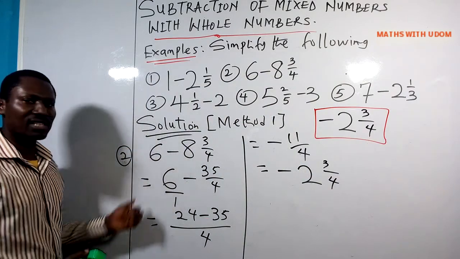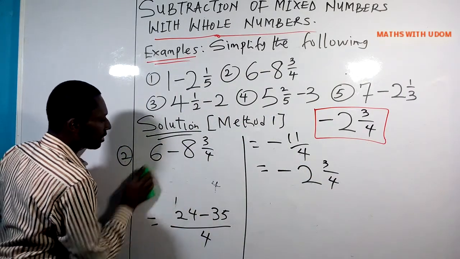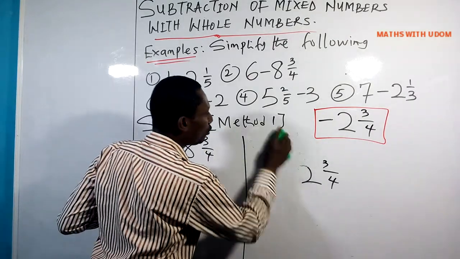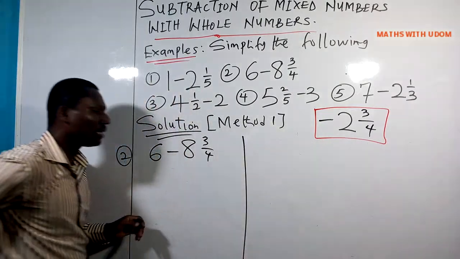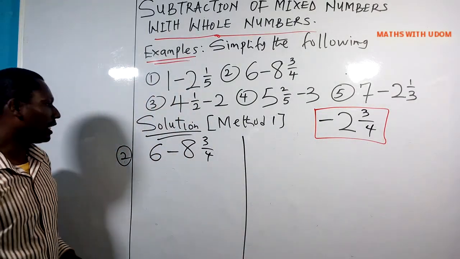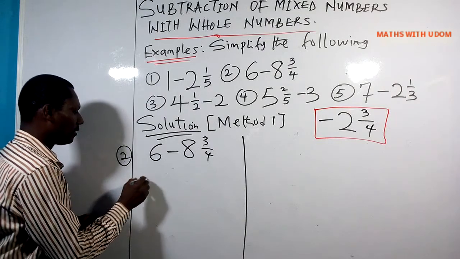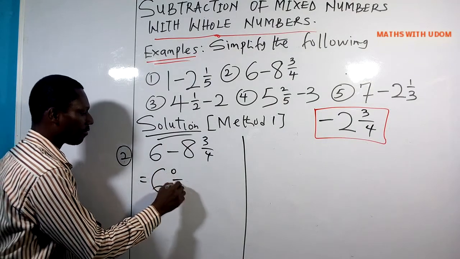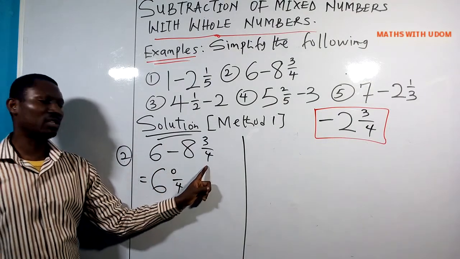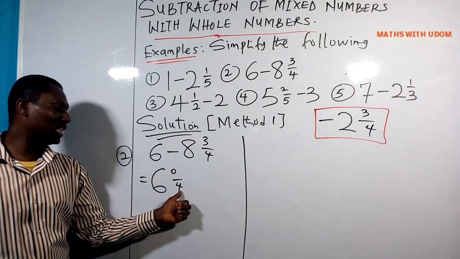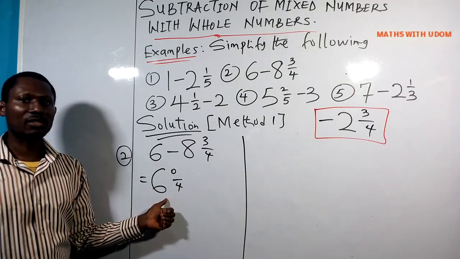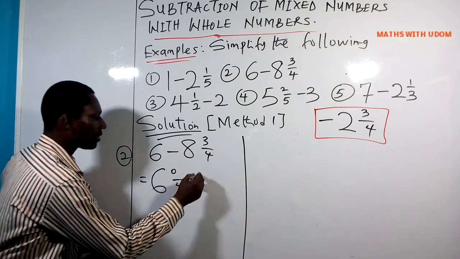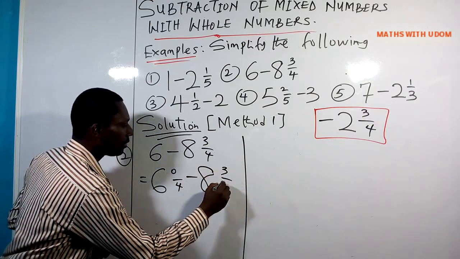So let's quickly move to our second method. How do we use the second method to solve this kind of problem? So let's move to method 2. Now, to use method 2 in solving this, all we need to do is that we have 6 whole number. Of course, this is 0 over 4, because the denominator for the second part is 0. So we also give the denominator for the first part to be 4. So 4 and 4, the same denominator. Minus 8 whole number, 3 over 4.